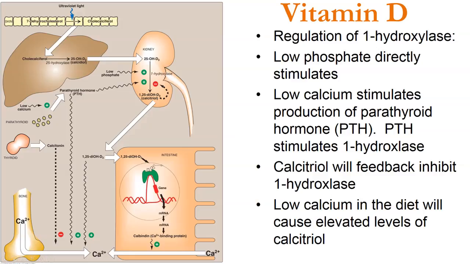Calcitriol, which is the product of the reaction and the very active form of vitamin D, will actually feedback inhibit the enzyme. This is a very typical way of regulating an enzyme. When you've got enough of it, you shut off the enzyme. Don't keep producing more. So it's under tight regulation, with a balance between how much calcitriol is there and how much it's being stimulated by parathyroid hormone and the low levels of phosphate.